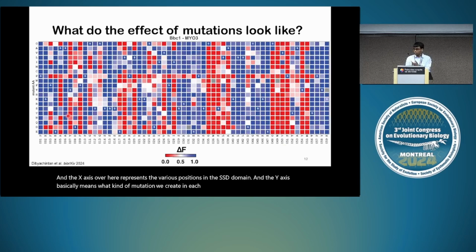And this is an example of something we call a functional landscape, where you see that there are certain positions where creating a mutation kills the interaction totally, other positions where it has no effect, and some positions where there is a spectrum of effects.